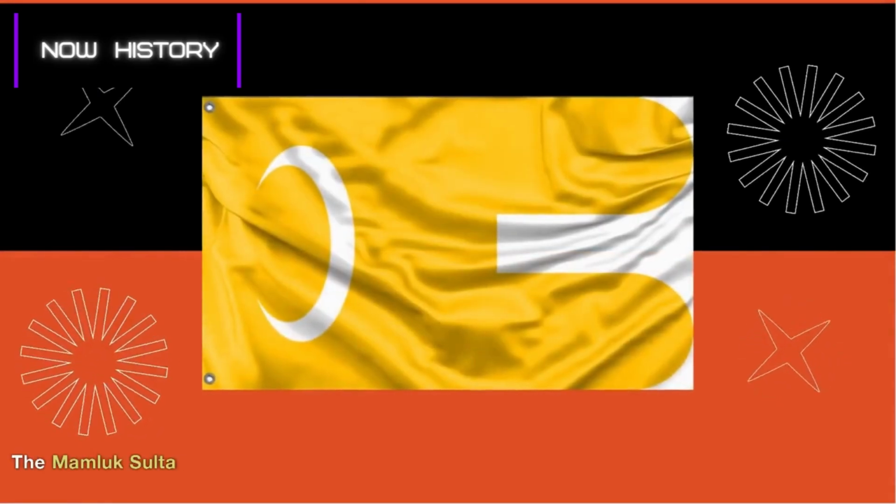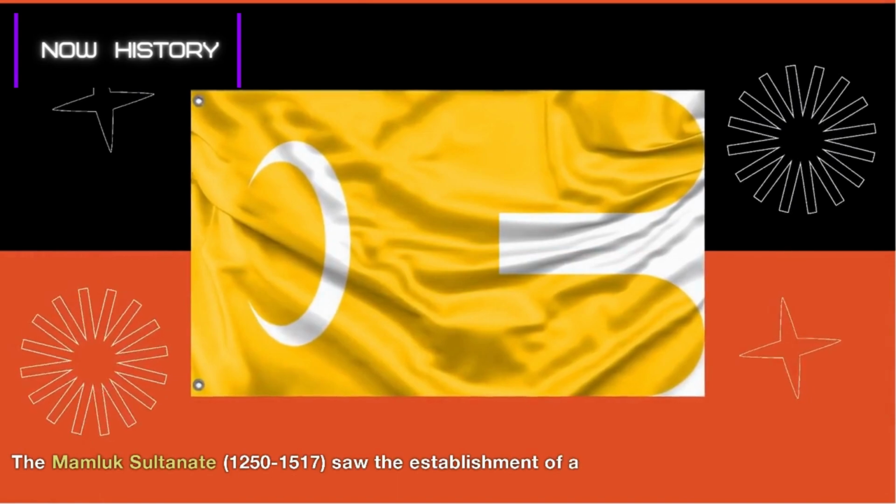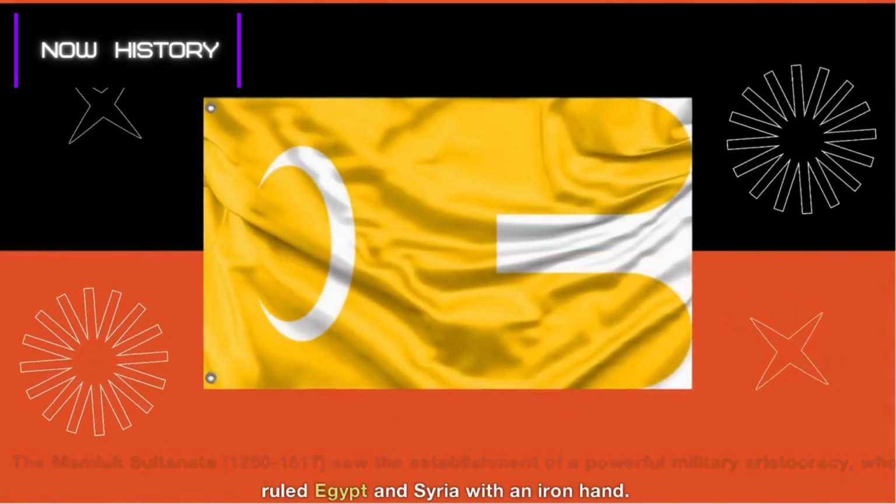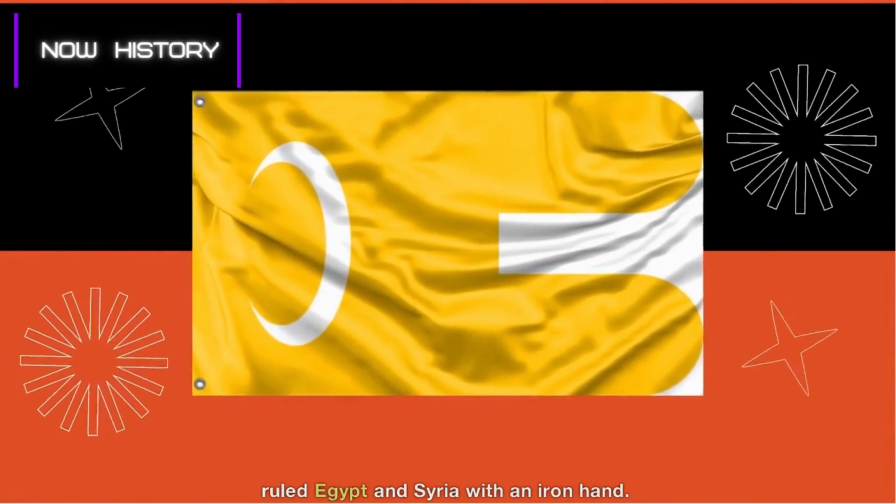The Mamluk Sultanate, 1250 to 1517, saw the establishment of a powerful military aristocracy, who ruled Egypt and Syria with an iron hand.